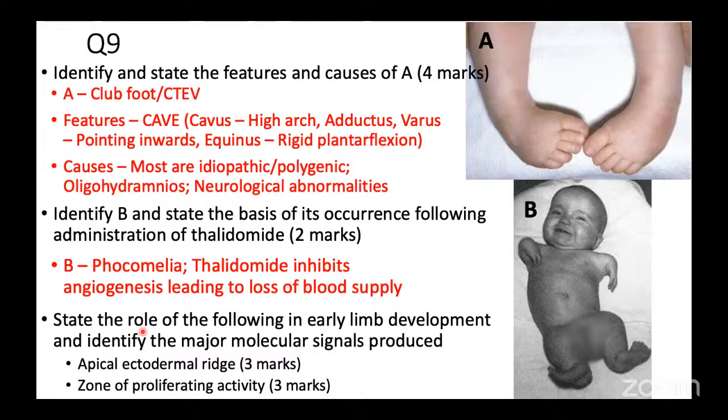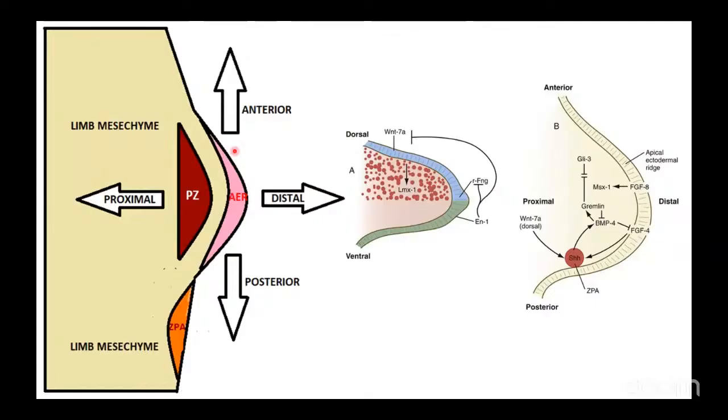As for part C, state the role of the following in early limb development, the AER and the ZPA. So this image or diagram describes what it is. So the AER, you can see that it's found at the distal end of the limb. So it controls proximal-distal elongation, all right? So this one is through the molecules fibroblast growth factors. So you have several of them. Here you can see 8 and 4. Not really important to remember, but additional fibroblast growth factors are involved in signaling of the apical ectodermal ridge, okay?